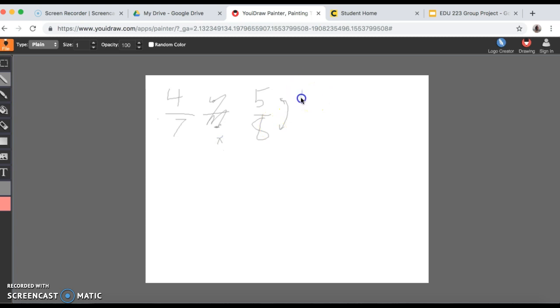So it's going to look like 4/7 times 8/5, which obviously is an improper fraction, but just for the sake of the problem, we're going to leave it that way. And then 4 times 8 is 32 over 7 times 5, which is 35.